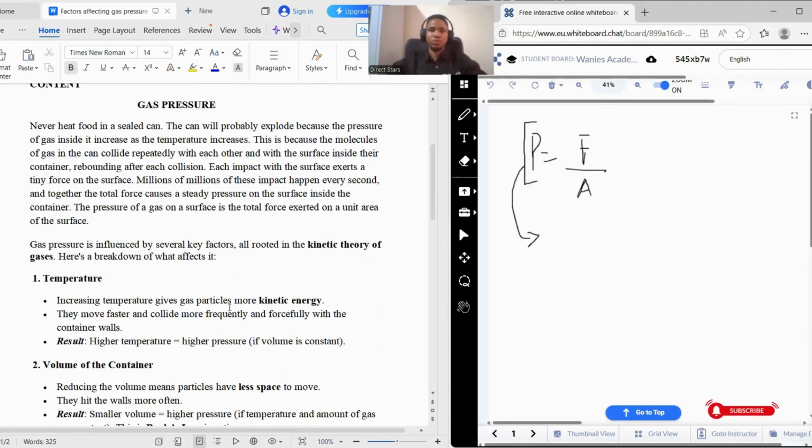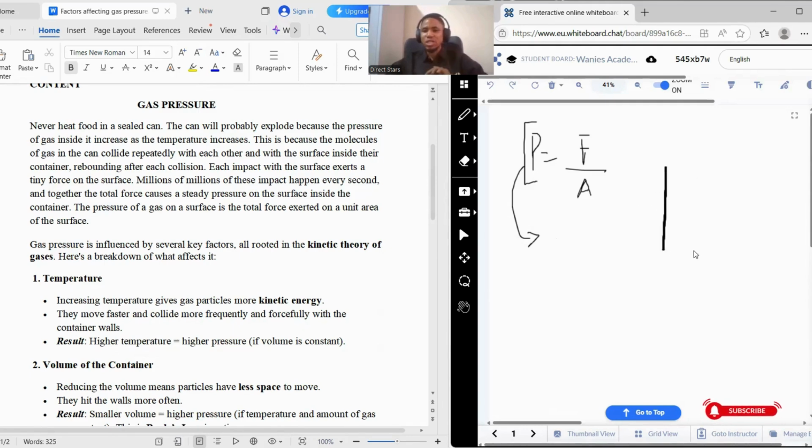We have temperature. An increase in temperature of a gas also increases the kinetic energy. Remember what kinetic energy is? Kinetic energy is the energy that an object possesses due to its own motion. So when there is an increase in temperature, there will also be an increase in the kinetic energy of the molecules of this gas due to their own motion. So they move faster and collide more frequently and forcefully with the container walls.